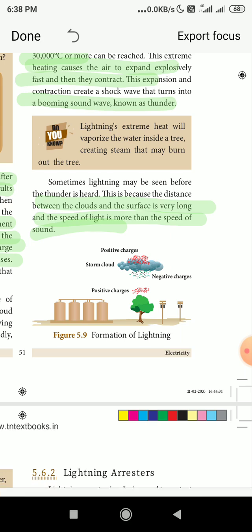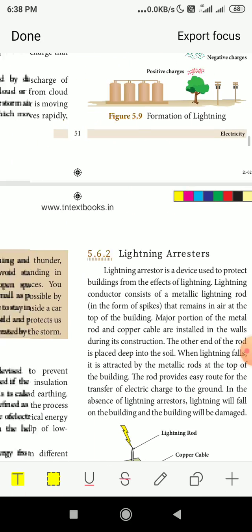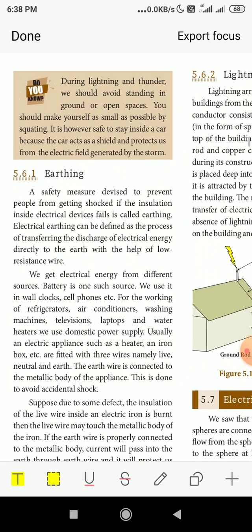So this is lightning and thunder, and in the next class we'll go for what is earthing.